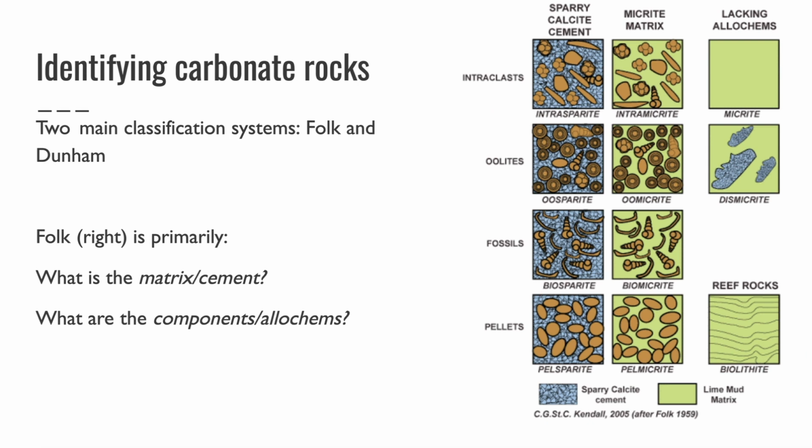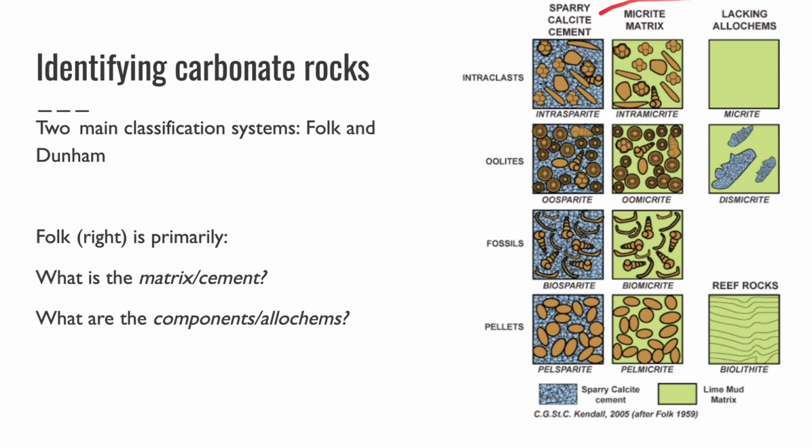There are two different schemes for categorizing carbonate rocks. The two main schemes are Folk and Dunham. So Folk, on the right here, you can see this chart. It's primarily answering two questions: What is the matrix or cement made of? And what are the components or the allochems?